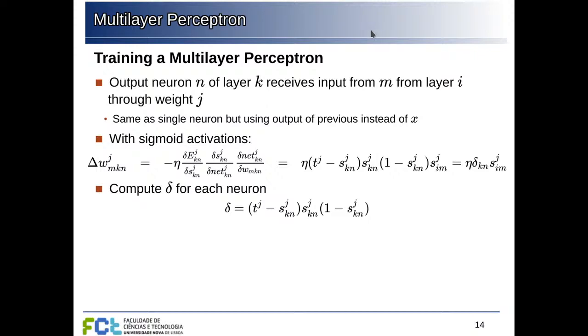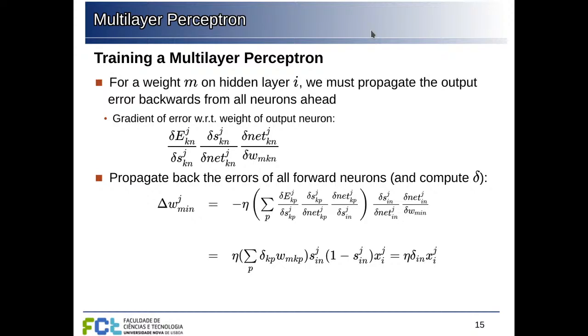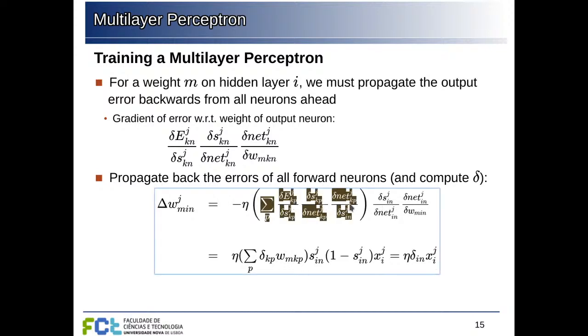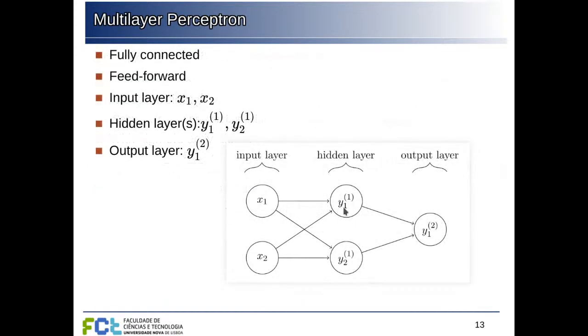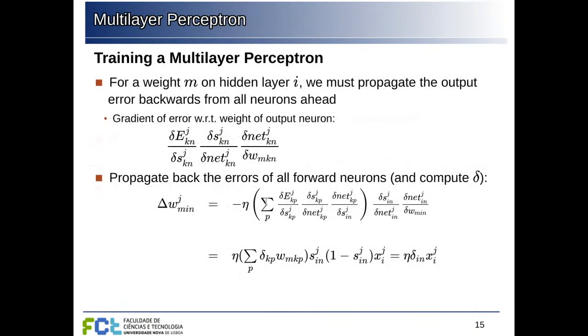So for the output neuron, this is simple, but for the hidden layers, the neurons that are inside the network, we need to keep propagating backwards. So the way we do this is we have this sum for the error propagated through all the neurons that are in front of our neuron. For example, in this case, when we are computing for this particular neuron, we have to consider the error propagated through this neuron on the output layer. And if we had several neurons in front, we would have to add the contribution of all of them. So this is the sum that we have here.